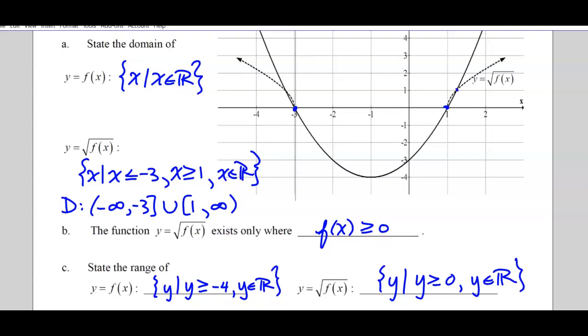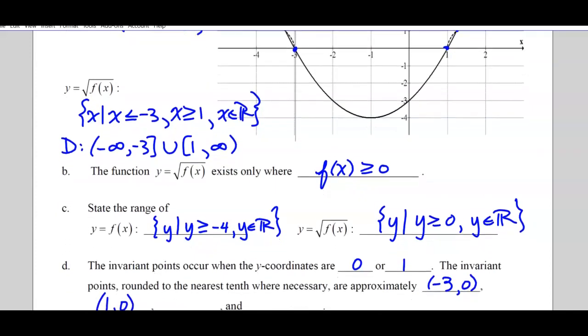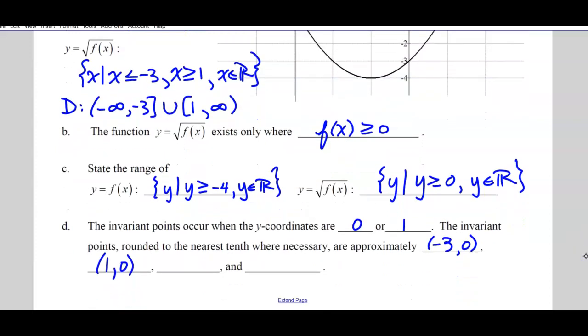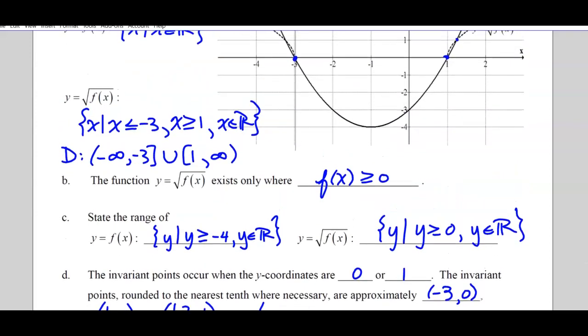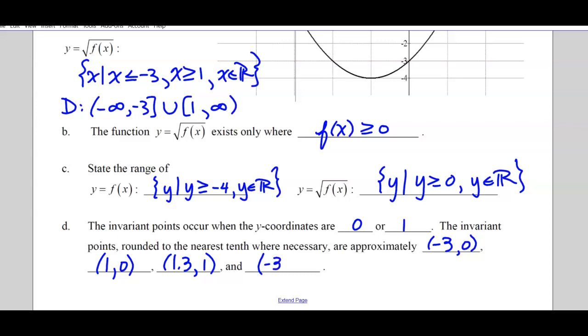Then here, okay, so that's 1.5. I'd say 1.25. It says nearest tenth, so 1.3. And then this will be the same the other way, -3.3. Okay, those are approximate. We're estimating from the graph. We're going to get the exact values in a little bit.